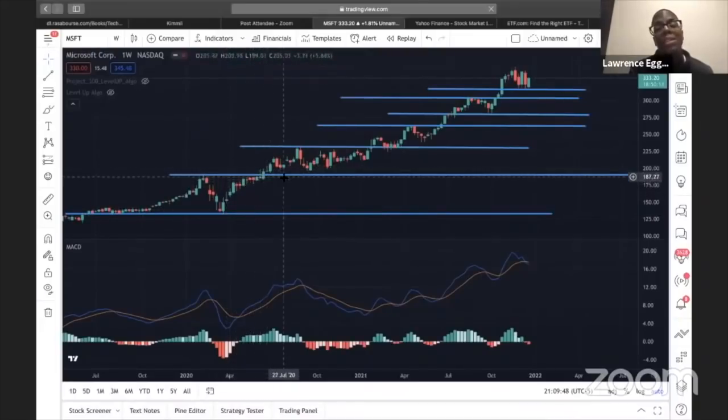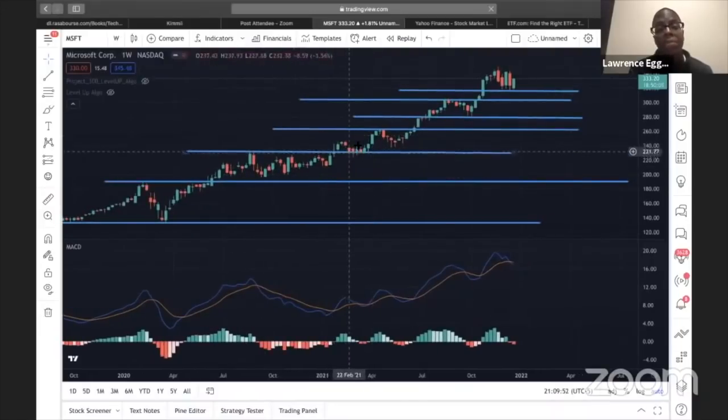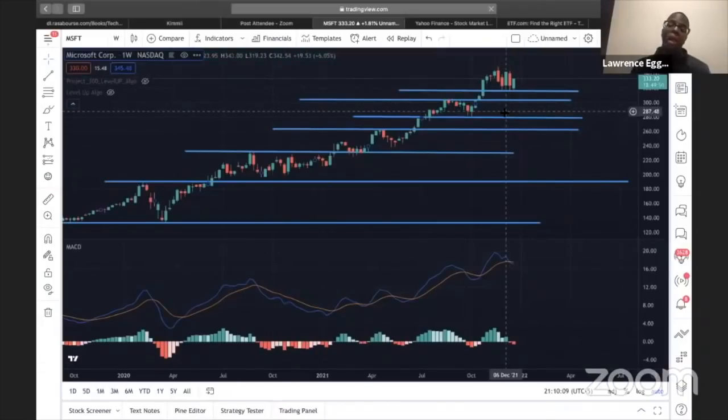And this is where you see the cycle consistently. We've seen Microsoft make consistent higher highs, higher lows, higher highs, a small higher low, higher high, higher low, higher high. And then we saw a higher low. So guess what's going to happen next to Microsoft? Potentially here, not a guarantee, but potentially Microsoft is going to make another higher high, and we'll see if that plays out.